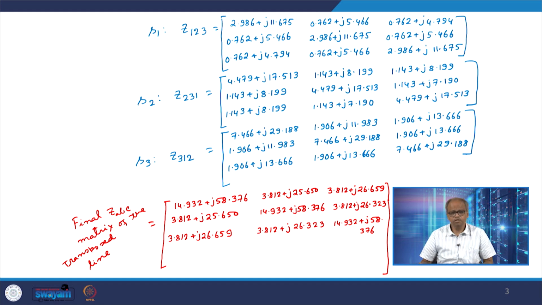This has to be because we have already proved that these diagonal elements would be nothing but S into ZS, where ZS is equal to Z11 is equal to Z22 is equal to Z33, right. So, this is the total impedance value. So, they have to be the same, and that is what indeed is also being proved.